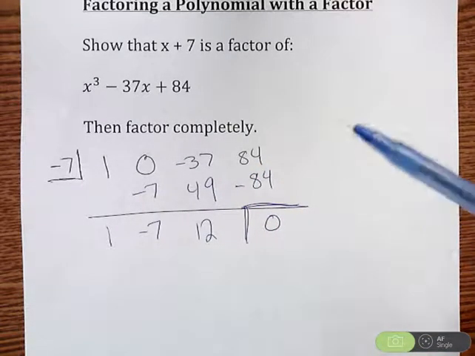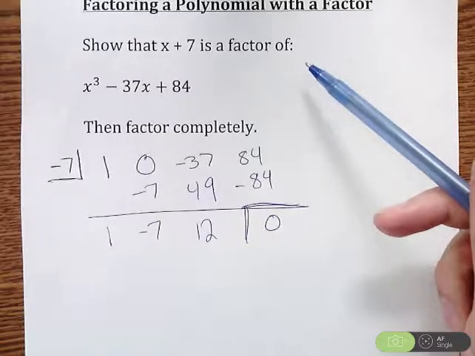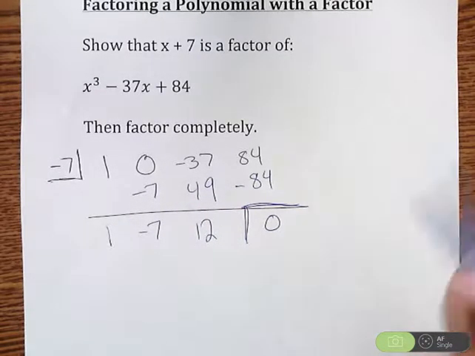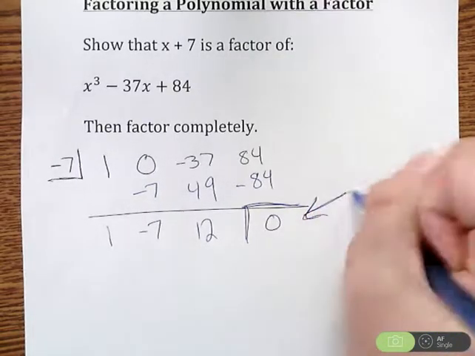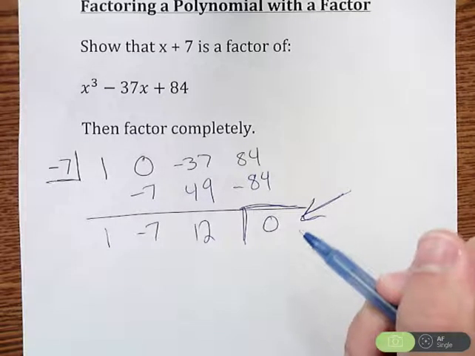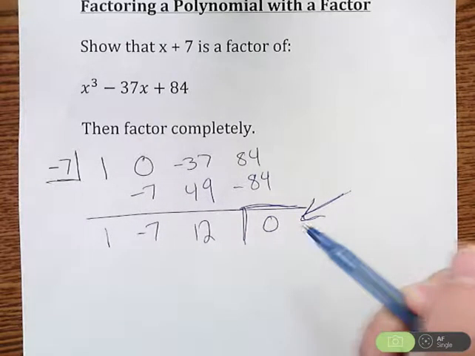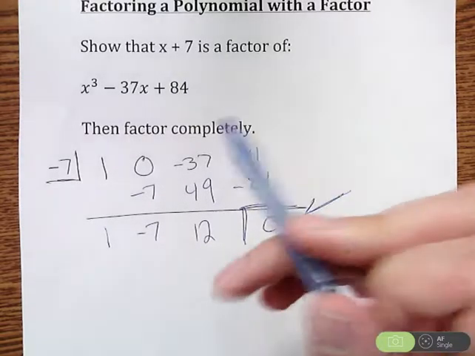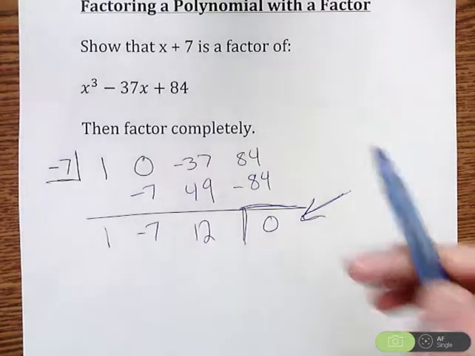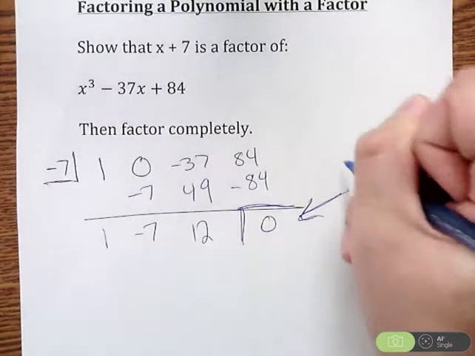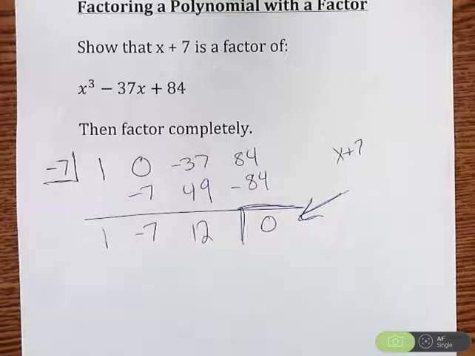If you ever want to show that something is a factor, you do synthetic division, and when you get a remainder of 0, this means that it is a factor. If we would have gotten a remainder of 2, 3, or any other number, that means it is not a factor. We want a remainder of 0. A remainder of 0 shows us that it's a factor. So we just showed with this that x plus 7 is a factor.